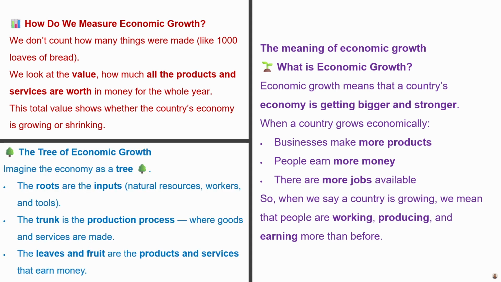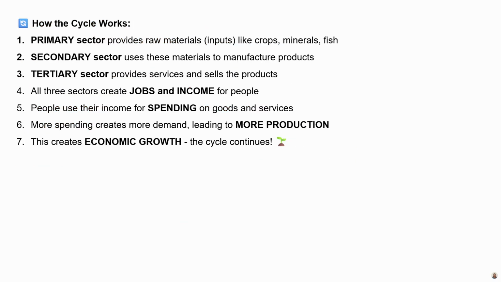Now I can explain this as the tree for the economic growth. If you visualize a tree in front of you, it would have roots. The roots are the inputs. This is the natural resources, the workers, and the tools. The trunk of the tree is basically the production process where the goods and the services are made. And the leaves are the products and the services, and basically the fruits where people earn money.